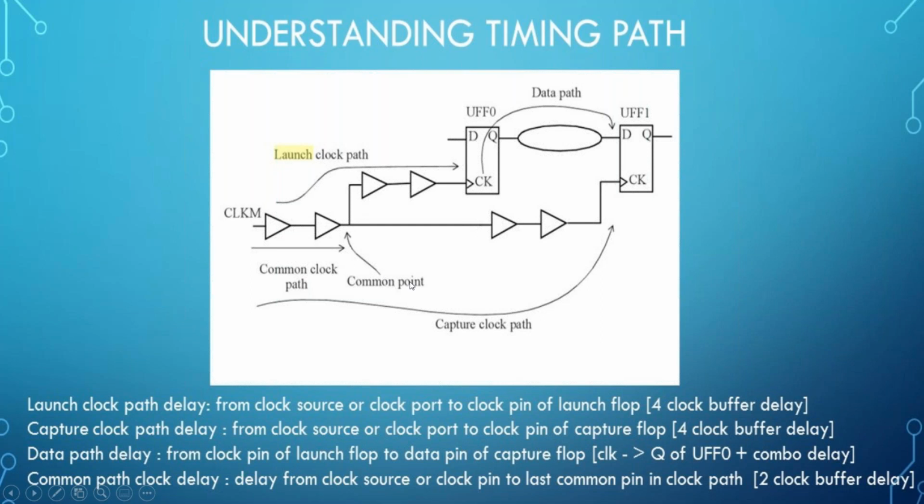And this point will be called a common point. From this point, it will act as a launch clock path, and here it will act as a capture clock path. These two are a part of both: it's a part of your launch also, and a part of your capture also. Later we will understand why we are associated with this common clock network. We will discuss later. That is called CRPR. There we have some benefit in this. So this is called common clock, and this point is called the common point.